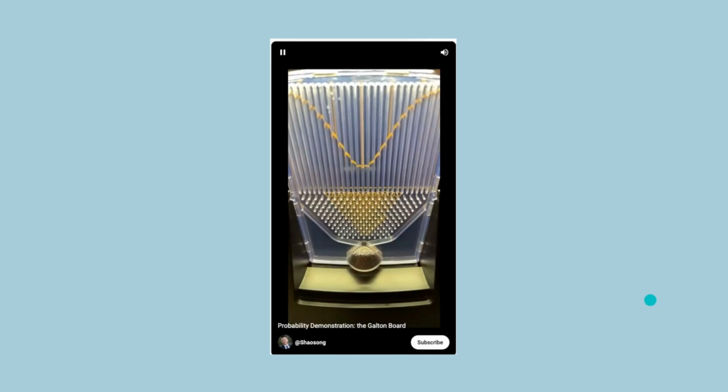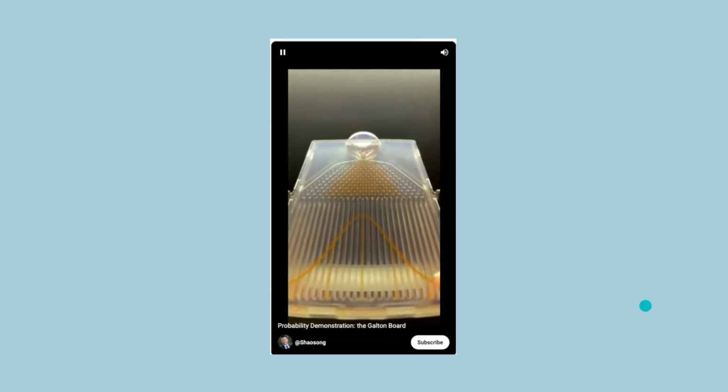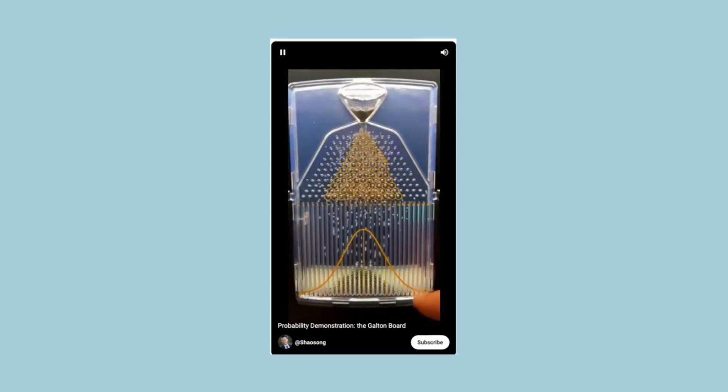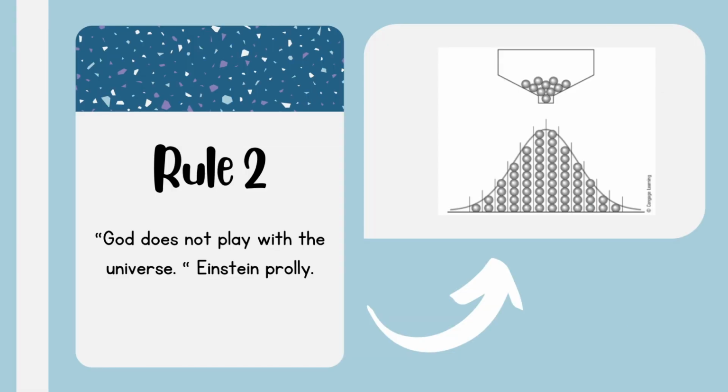So here's an example right here of how a normal curve usually works. And this is what we'll see most of the time when we're looking at test scores, that the majority of people will fit right in the middle, and you're going to have some outliers on both the positive and negative side. So that runs us into rule number 2.